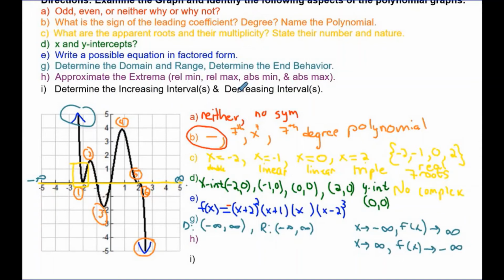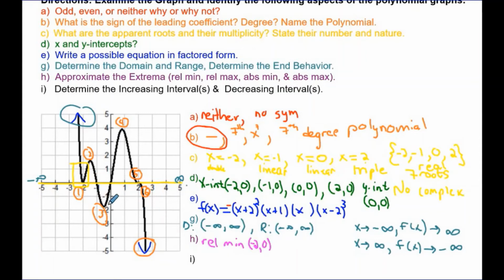Approximate the extrema. So the extrema are the mins and maxes. So we need to talk about relative mins and maxes and absolute mins and maxes. The relative mins are the ones that are like downward dips. So here's one right here. We have a relative min at -2, 0. Yes, it is one of the x-intercepts.